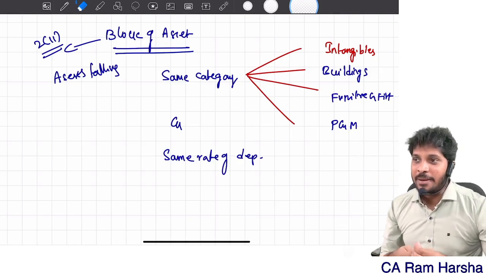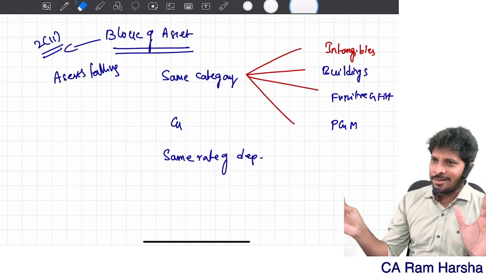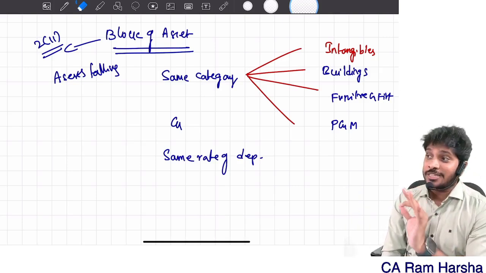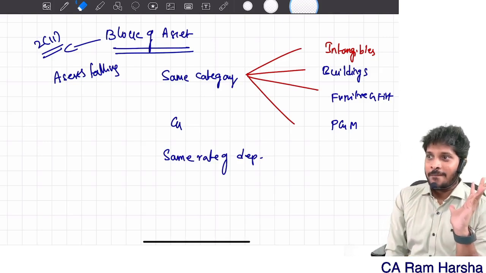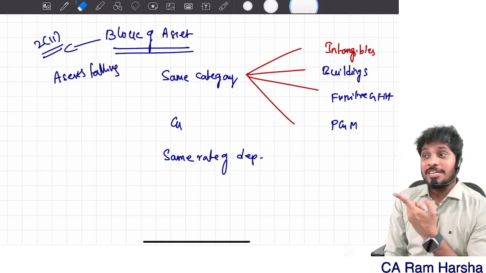I have purchased a patent. Intangibles. Easy. So assets fall under the same category. And ships? What about ships? Plant and machinery. Boat house is different, ship is different.